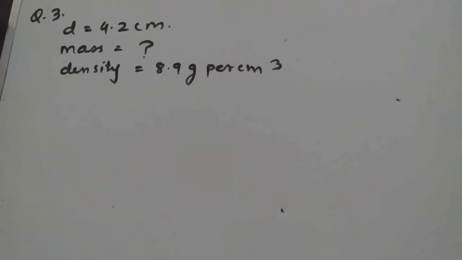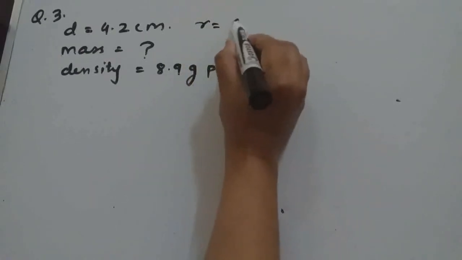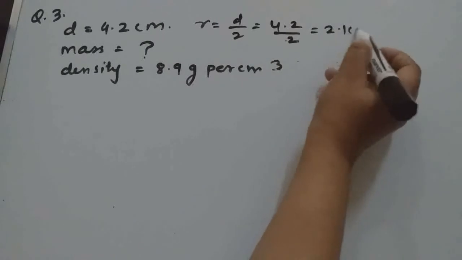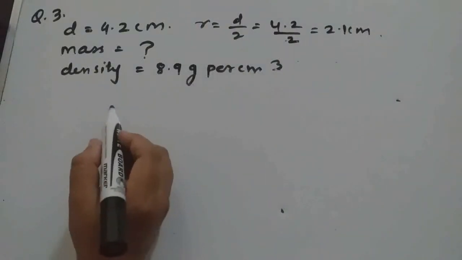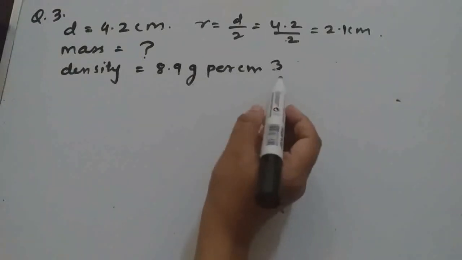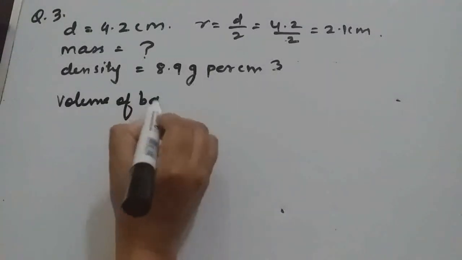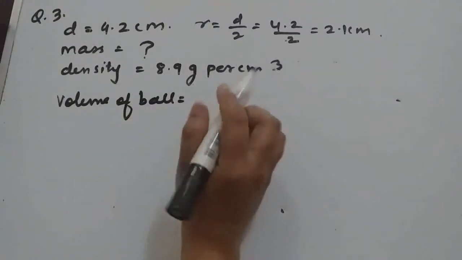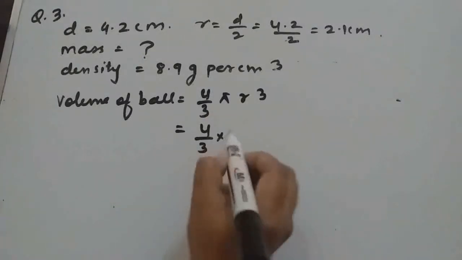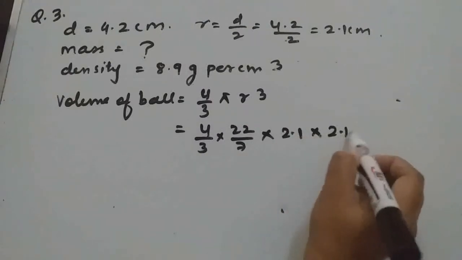Question number 3: the diameter of a metallic ball is 4.2. So if the diameter is 4.2, we can find the radius, which will be 4.2 divided by 2, that is 2.1 centimeter. Then, what is the mass of the ball if the density of the metal is given as 8.9 gram per centimeter cube? So first we will find the volume of the ball. That will be the spherical volume, so 4/3 πr³ will come. So 4/3, 22/7, 2.1, 2.1, 2.1.